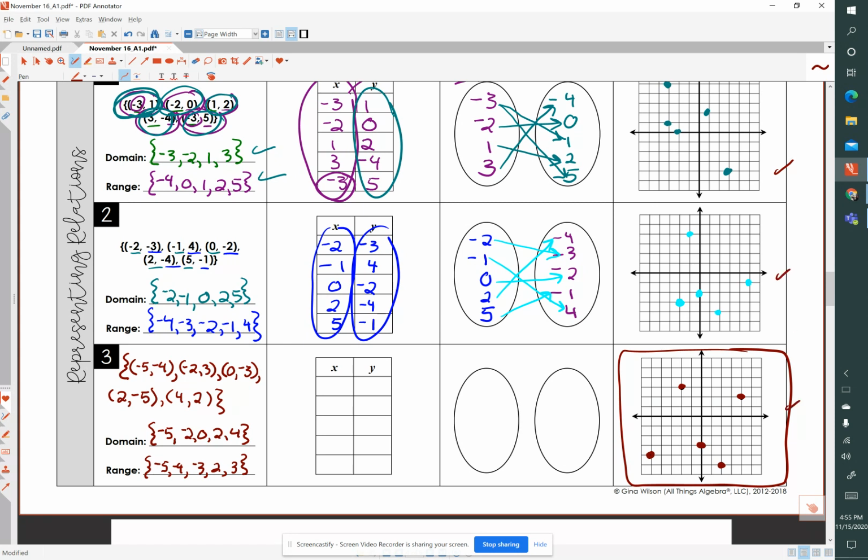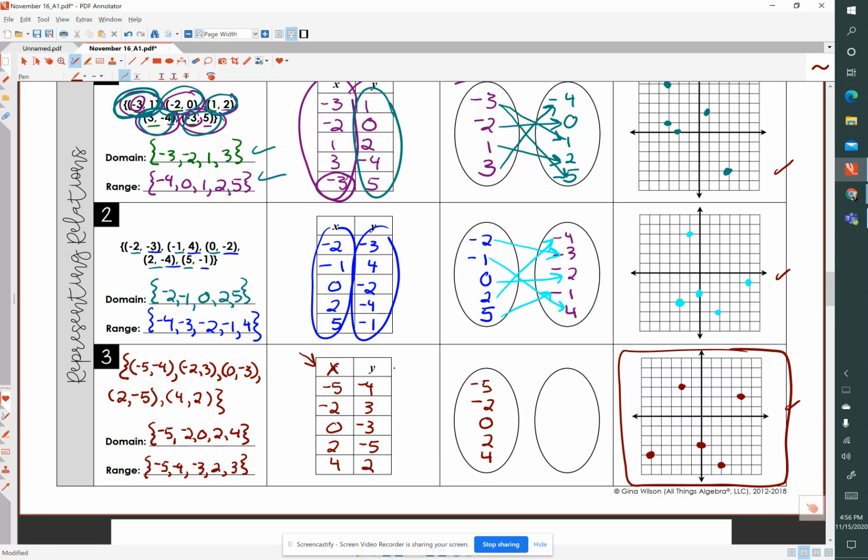Let's list our ordered pairs in a table: (-5, -4), (-2, 3), (0, -3), (2, -5), and (4, 2). And I've gone in order from least to greatest, looking at the domain in this case. So when I put the domain over here, it will be in the table of values under X, the left-hand oval in the table of values: -5, -2, 0, 2, and 4.